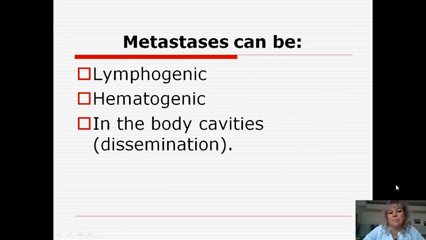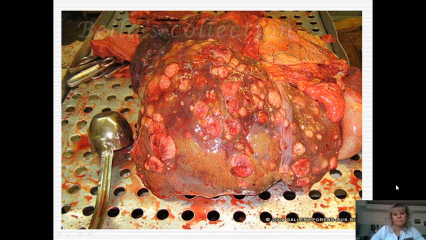Metastasis can be lymphogenic, through lymph flow, hematogenic, through blood flow, and in the body cavity, dissemination, growth to the surrounding tissues. In this photo, you can see many metastatic nodes in the liver from GIT cancer.